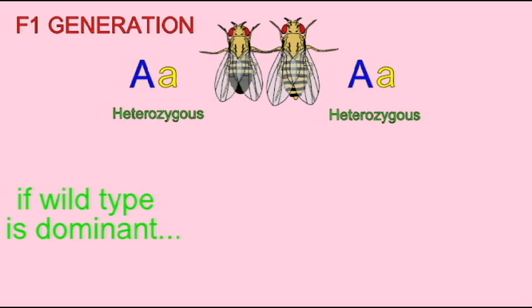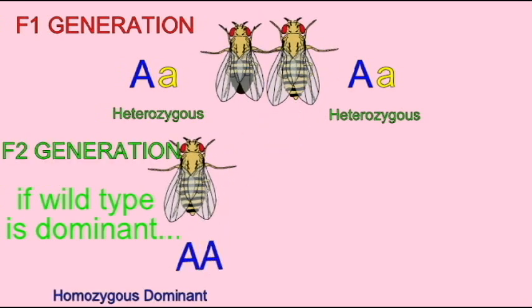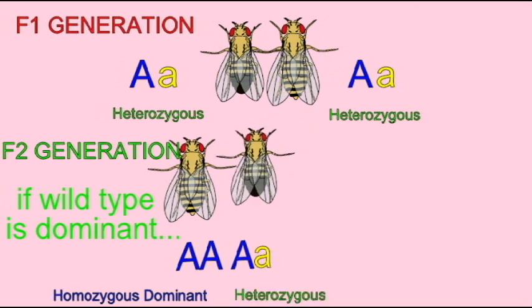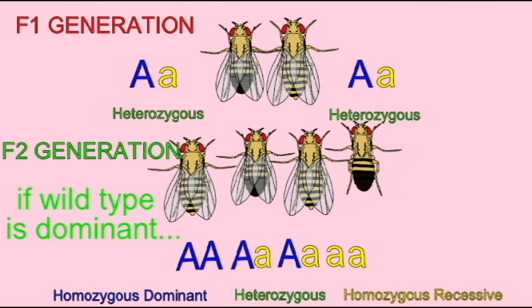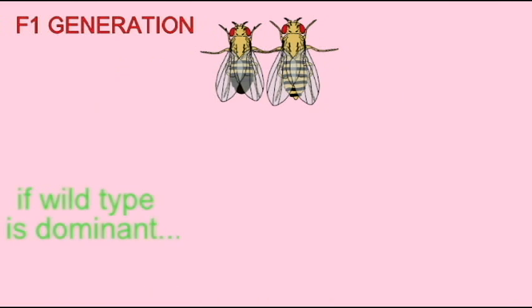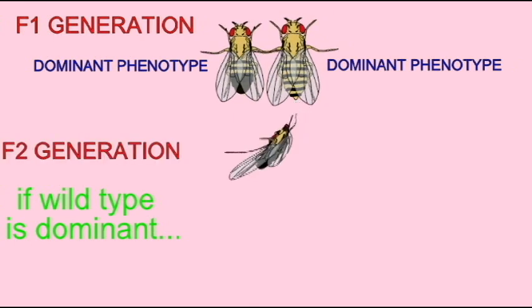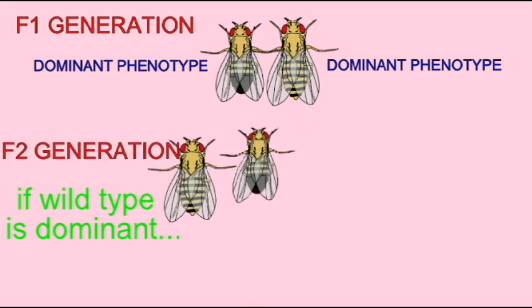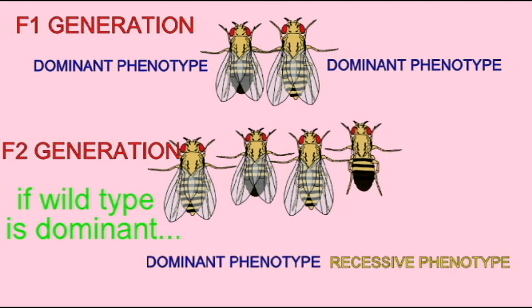And if this wild type allele is dominant, then when the F1 generation is crossed, the F2 generation would have 1/4 homozygous dominant individuals, half heterozygous, and 1/4 homozygous recessive. And this would give a phenotype ratio of 3:1, in which 3/4 of the population would have wings and 1/4 would possess the recessive apterous condition.